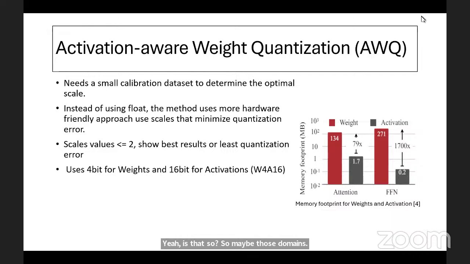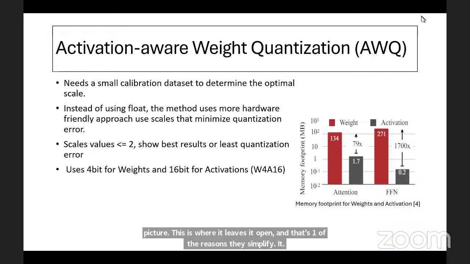Yes, that's a really good question. The question is about the calibration data set, getting the activation ranges: if we have calibrated to a specific use case or specific data, will it generalize well enough to other data sets, or do we need to collect a data set of our own interest to apply this method? That's where the design aspect comes into the picture. This is where the paper leaves it open, and that's one of the reasons they simplify it and use a standardized data set like WikiText to understand the applications of the algorithm.